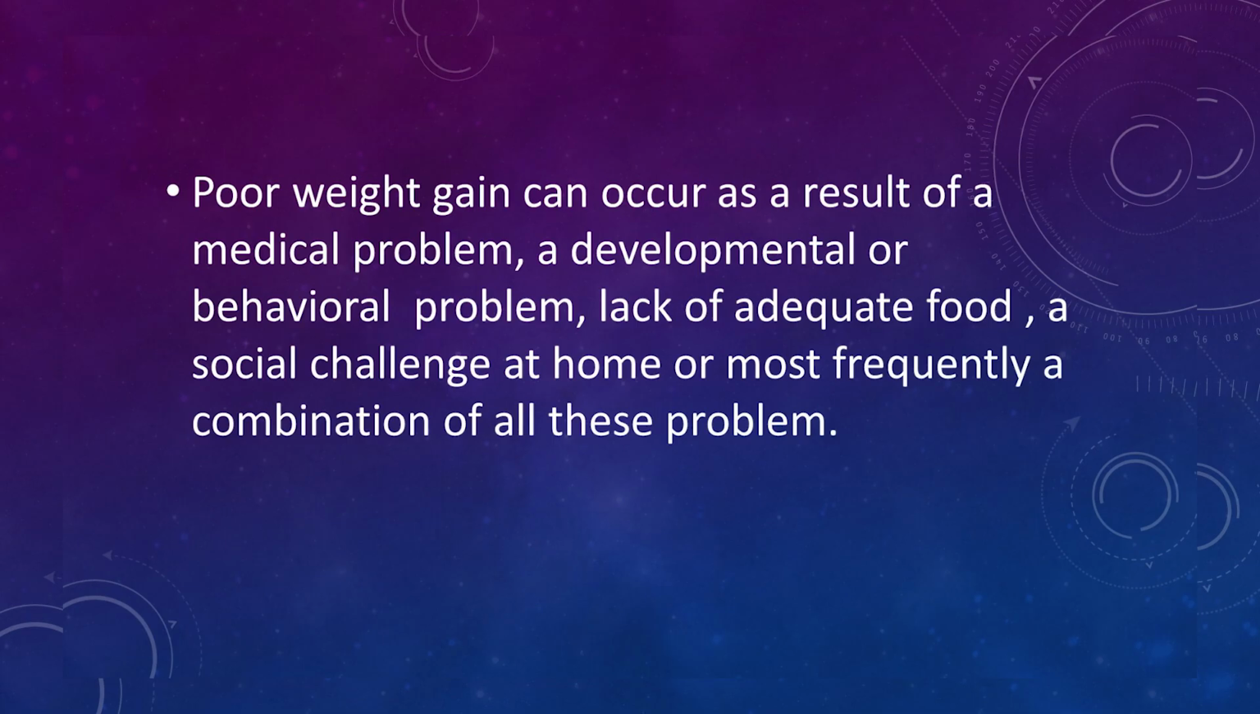So poor weight gain can occur as a result of a medical problem, a developmental or behavioral problem, lack of adequate food, or social challenges at home, or most frequently a combination of all these. So we observe underweight in a child when there is poor weight gain that may result from a medical problem, the child maybe suffering from a disease, then a developmental or behavioral problem, lack of adequate food, the consumption of less food, then social challenges at home, and maybe a combination of all these factors observed in underweight babies.